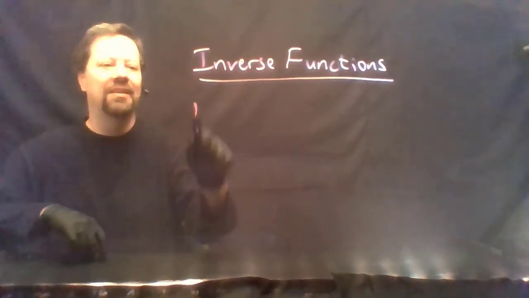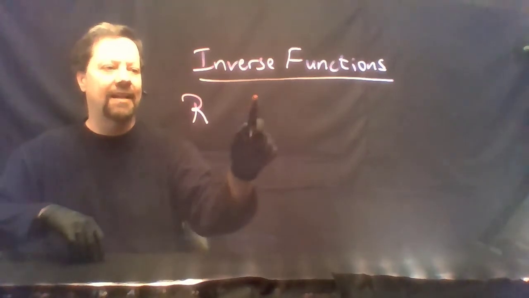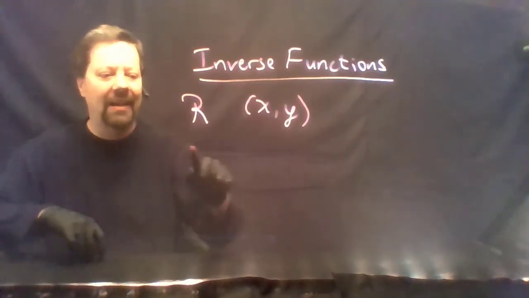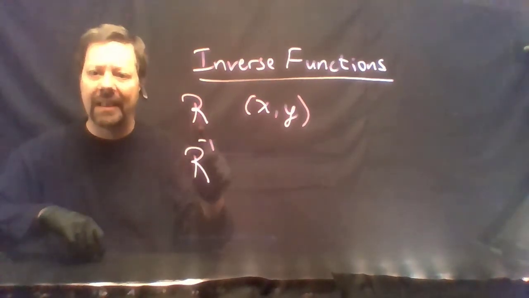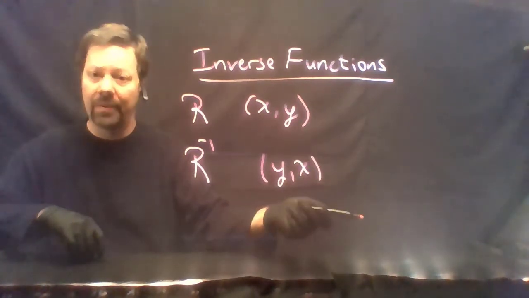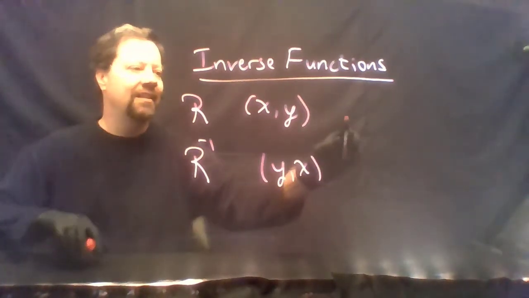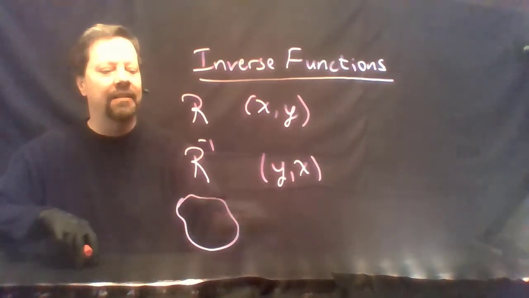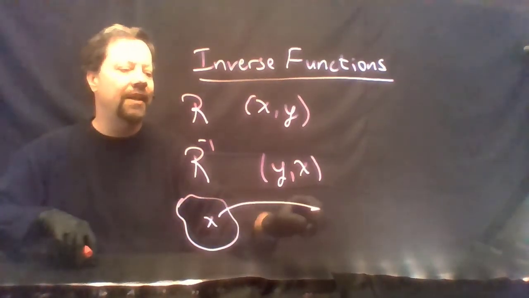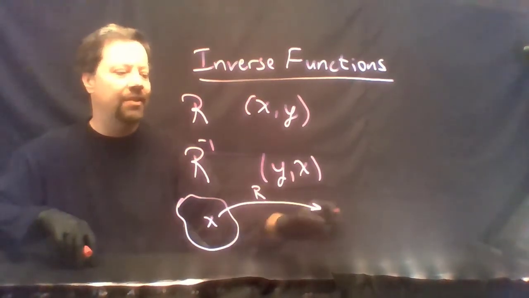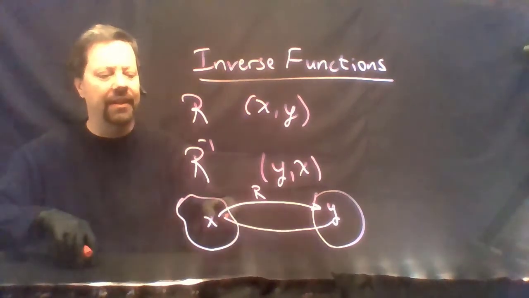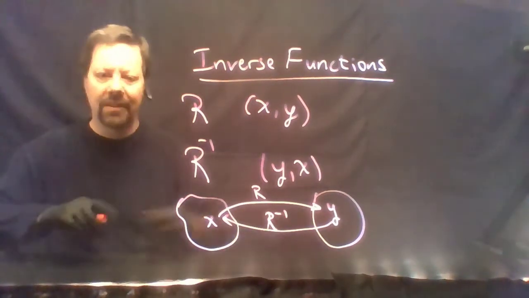As you know, every relation has points x and y, and every relation has an inverse relation obtained by reversing those coordinates. The idea being that if you're a relation, you take an x and associate it by that relation with some y. The inverse relation goes in the opposite direction.